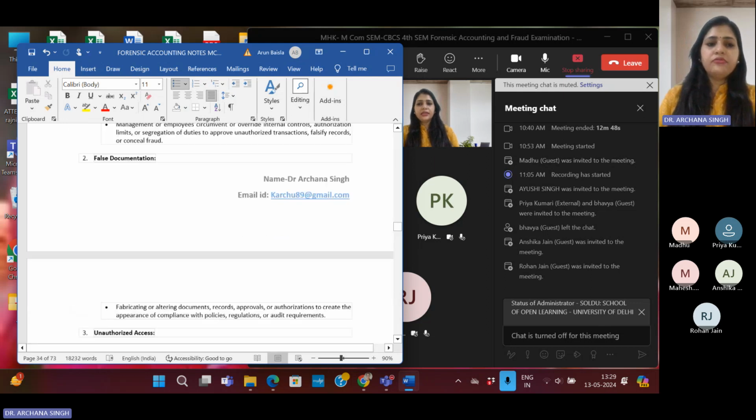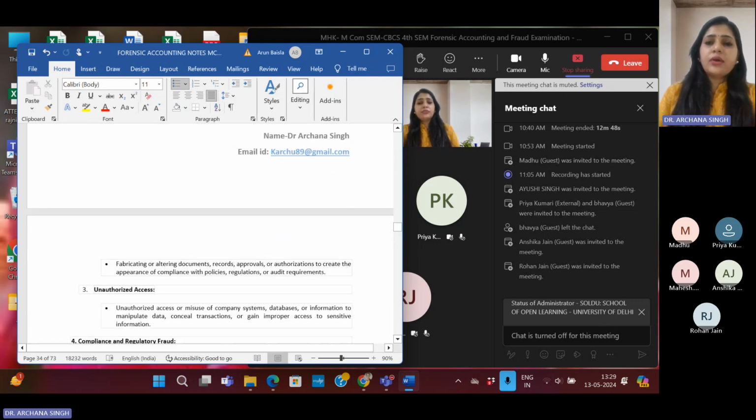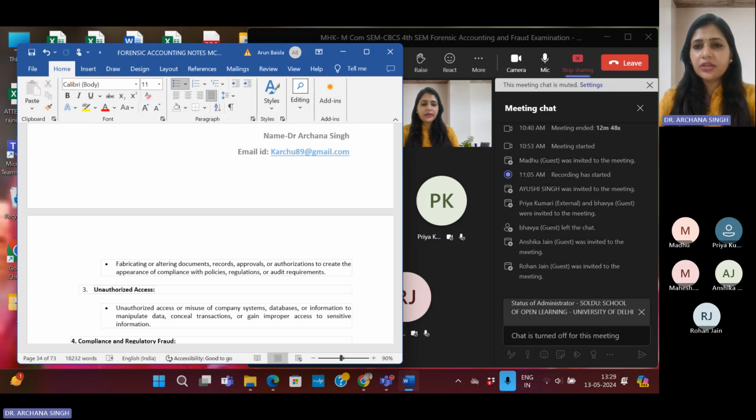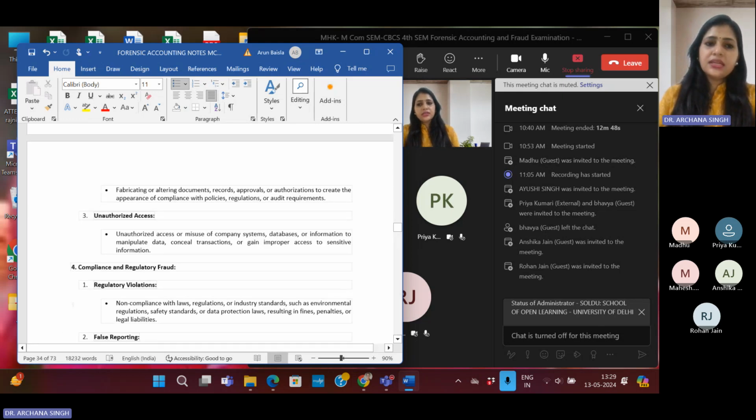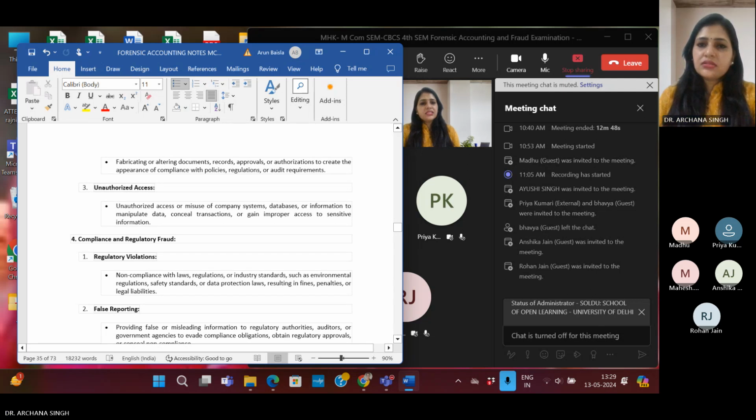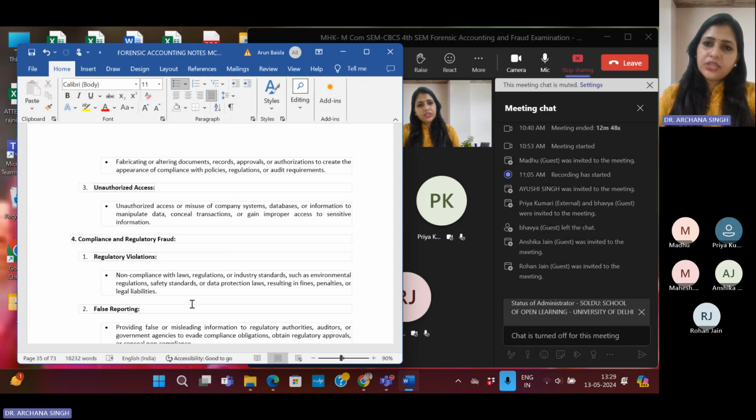Okay, overriding. Then false documentation means they may provide documents which are altered, in which they have made some changes in records and approvals, and create the appearance that they are complying with all policies, regulations and audit requirements. Then unauthorized access means misuse of the company's system and databases, in which they don't have any access, but by stealing that access they gain improper access to sensitive information, and on that basis they can gain bribery. In the form of bribery, they can have some payment or something.